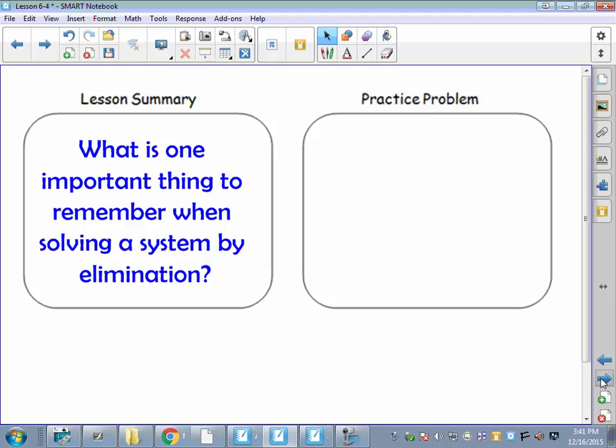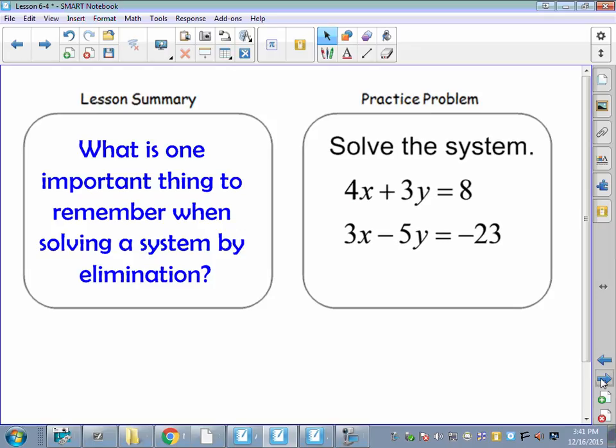And I'm going to give you one practice problem to do. Make sure you've got this one all set. It says solve this system. You're going to have to solve it by elimination with multiplication. So your first equation is 4x plus 3y equals 8. Second equation is 3x minus 5y equals a negative 23. There's some big numbers in there. Your answers will come out to whole numbers, no decimals or fractions.